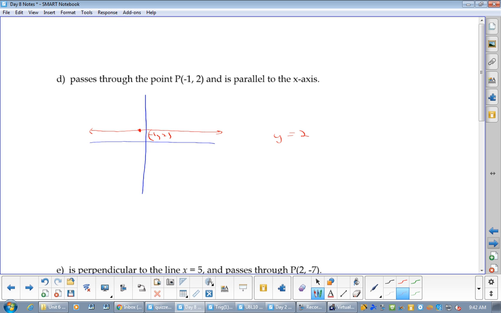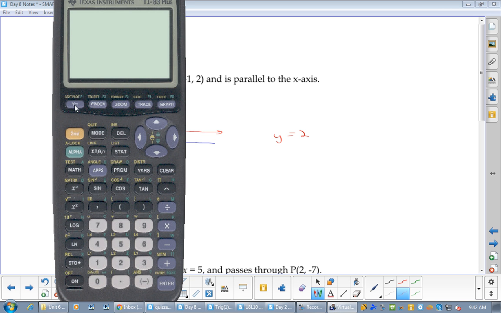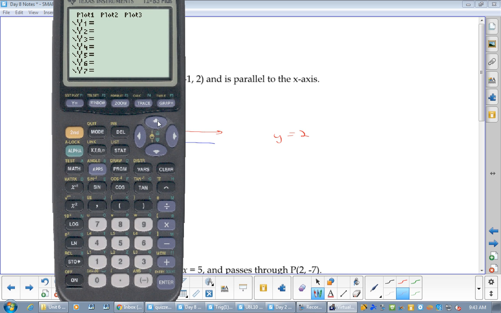Now, what if you didn't know for sure? What if for this one you're like, oh, did I memorize it wrong? Give me a way that I can guarantee I can get this one right. Yes? Put it in your calculator, you guys. All you have to do is get rid of all this stuff and put y equals 2. That's simple. Okay? And then zoom 6. Let's get that. And you can see it is going through negative 1, 2. Negative 1, 2 is right there. Okay? So it is something that many of you will mix up.